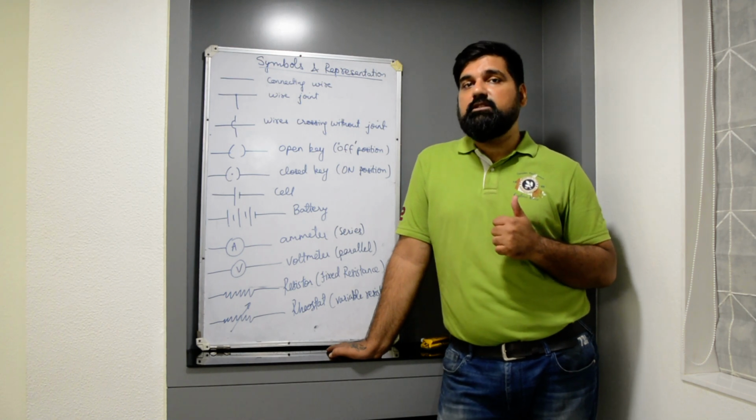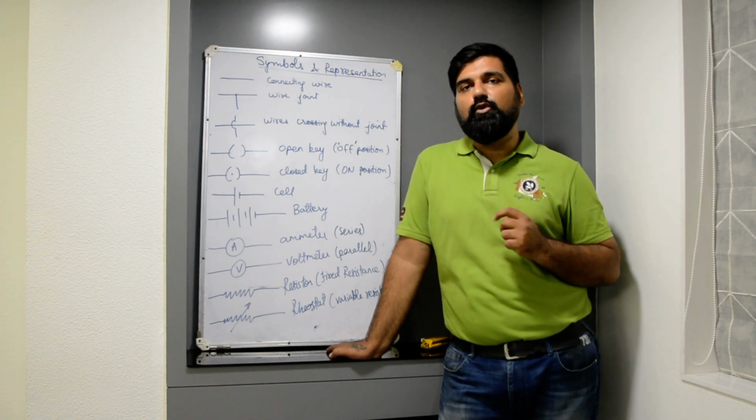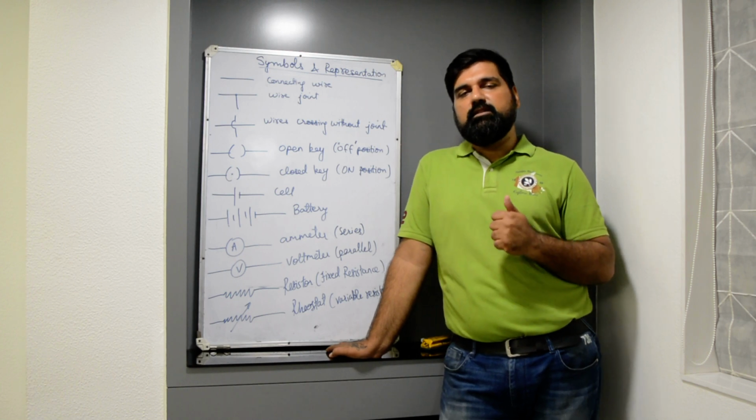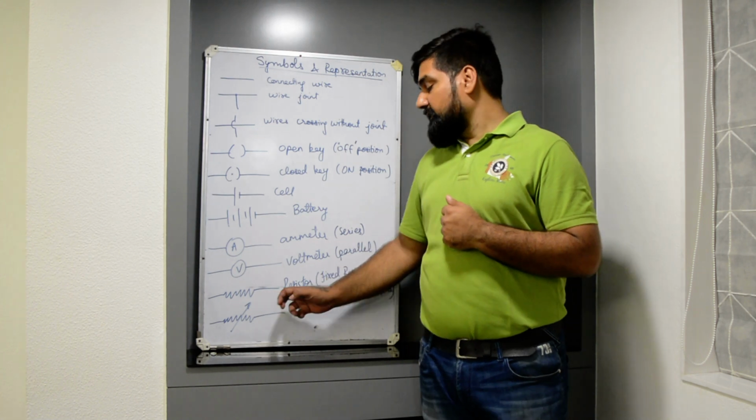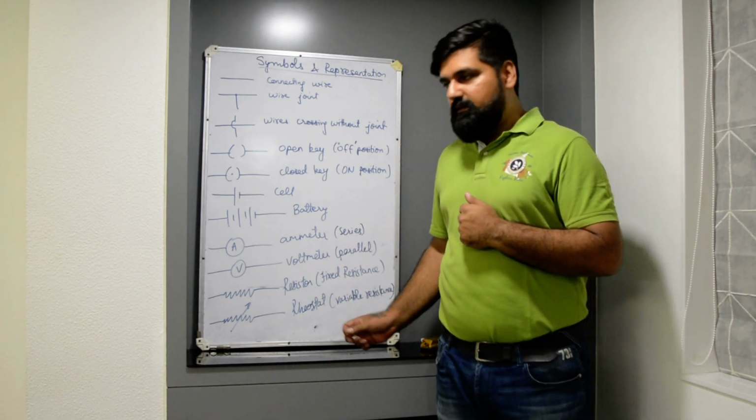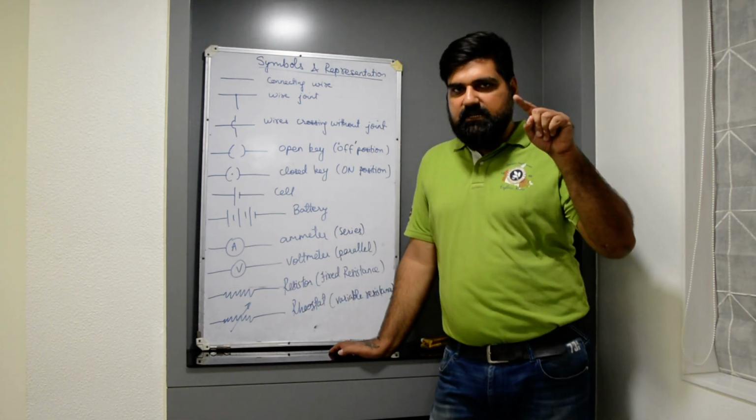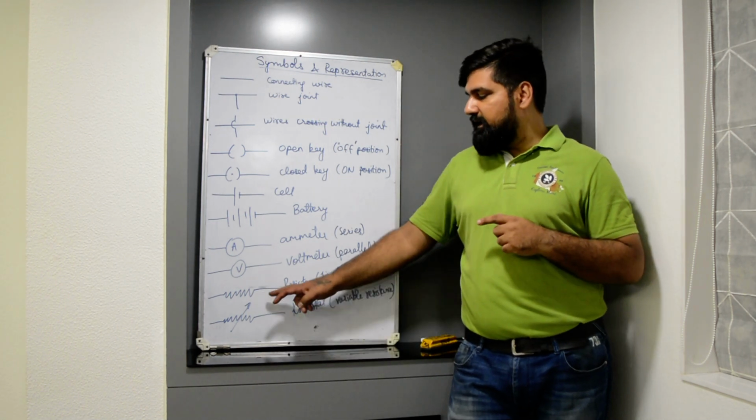Why it has very high resistance? Because current should not flow through voltmeter. It just tells us the magnitude of potential difference. Okay. Then we have resistor, which has fixed resistance. That is the symbol of resistor, which has a zigzag line. If you can see, it has fixed resistance.